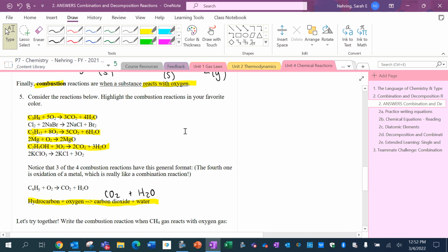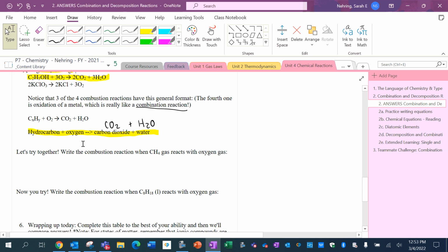The one that doesn't really fit is this one right here. We can still call this a combustion reaction. We also could classify it as a combination reaction because it actually fits both definitions. It's something reacting with oxygen, and it's also 2 elements combining to form a compound. So it could be classified as both.